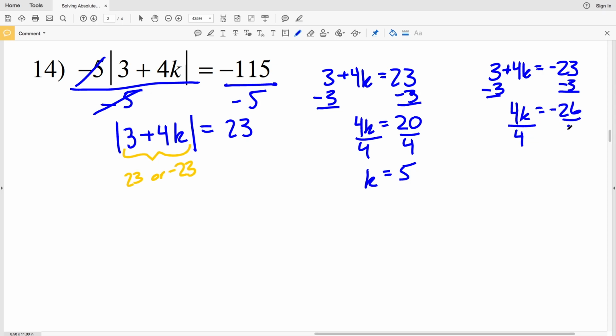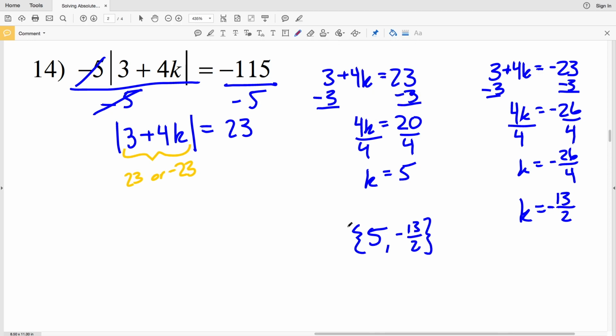Dividing by 4, I'll get that k is equal to negative 26 fourths, since 4 does not go into 26 evenly. However, this can be simplified. Since both are even numbers, let's divide the numerator by 2 and the denominator by 2. So we'll get that k is equal, dividing 26 by 2 will be 13, dividing 4 by 2 will be 2. So negative 13 halves is equivalent to negative 26 fourths. So 5, negative 13 halves is my solution in number 14.